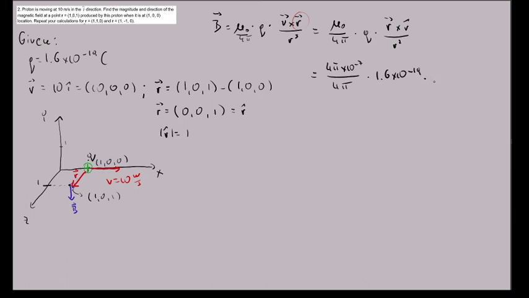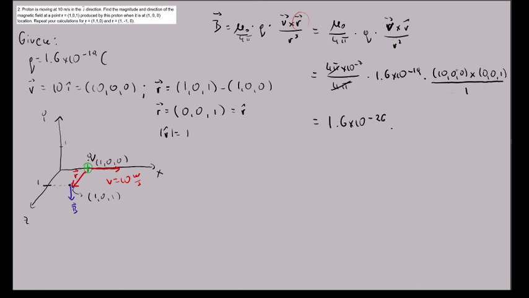Ooh, this should be v. v cross r. So v, and v was here, (10, 0, 0), crossed with (0, 0, 1), and all of this divided by 1. Whether 1 squared or cubed makes no difference, it's just 1. So we end up with something very similar, and that is 1.6 times 10 to the minus 26th.